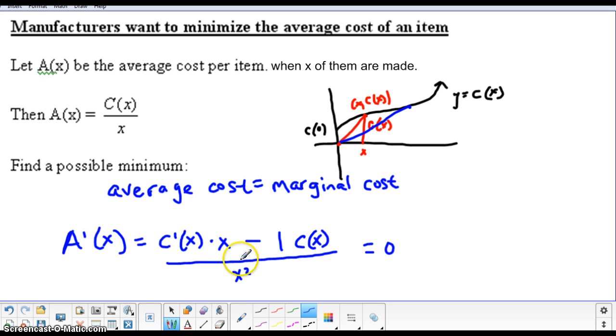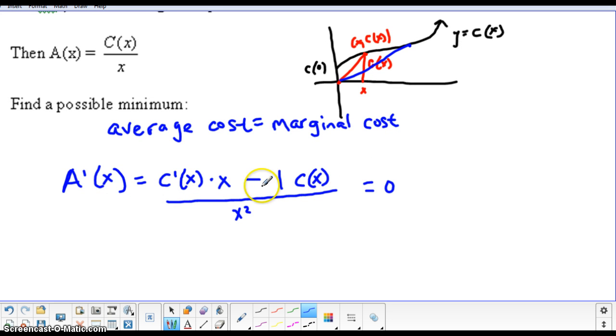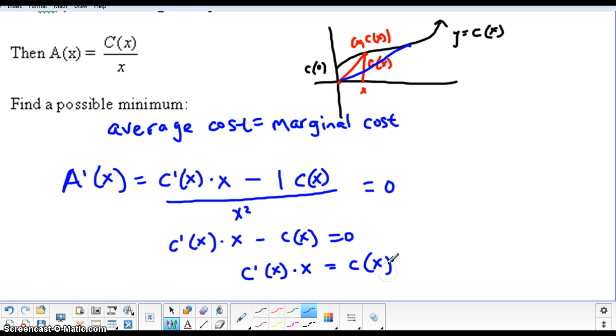And again, when we have a fraction, a rational expression, we will just worry about the numerator equals 0. So we have the derivative of our cost function times x minus our cost function equals 0. So how do we make this 0? That would be the derivative of the cost function times x equals our cost function. If we just divide both sides by x, we'll see what we originally thought is the case.